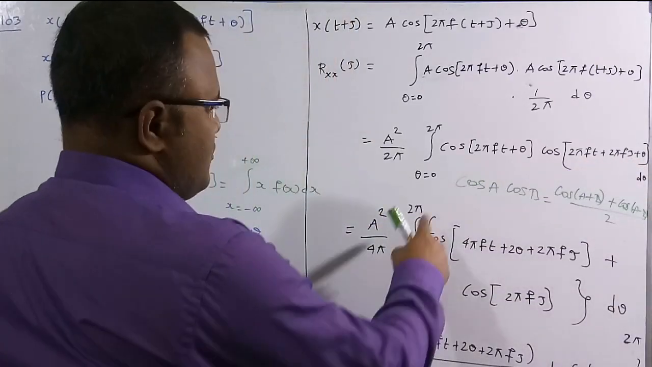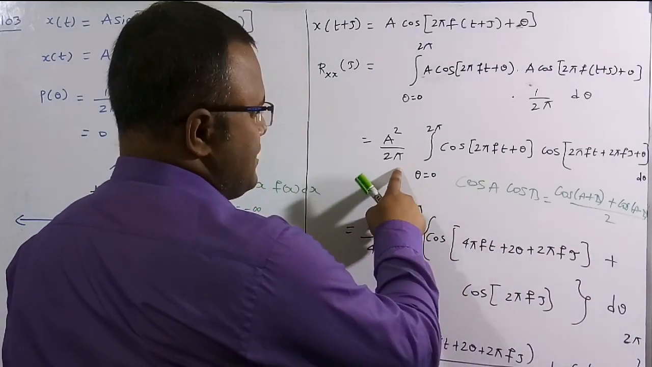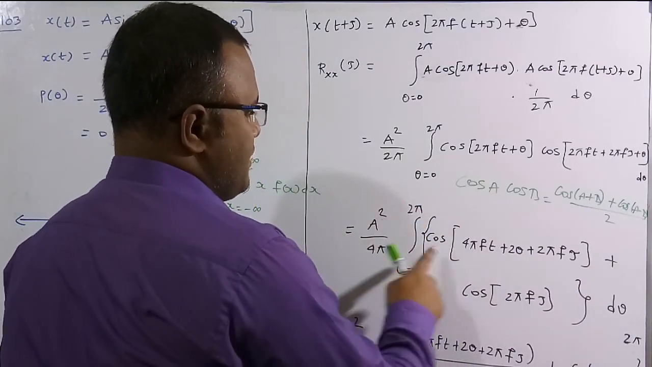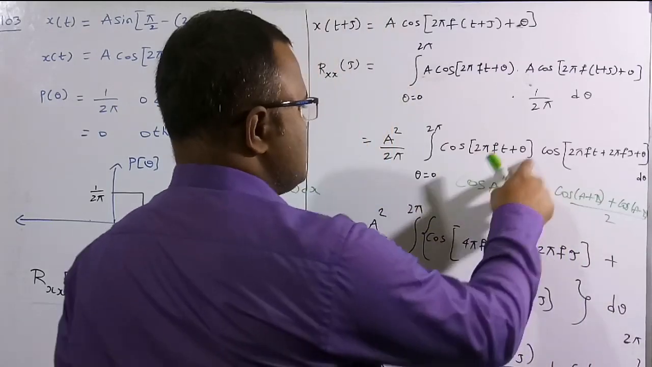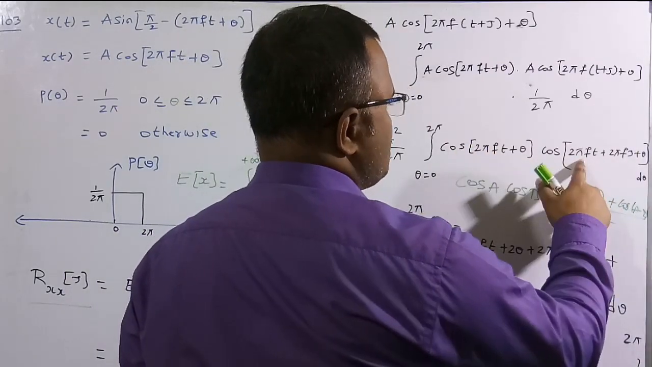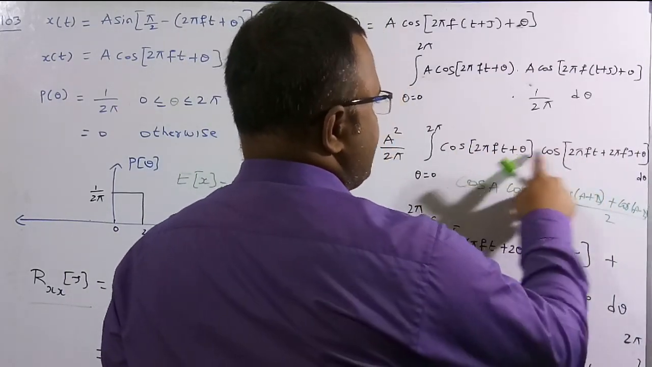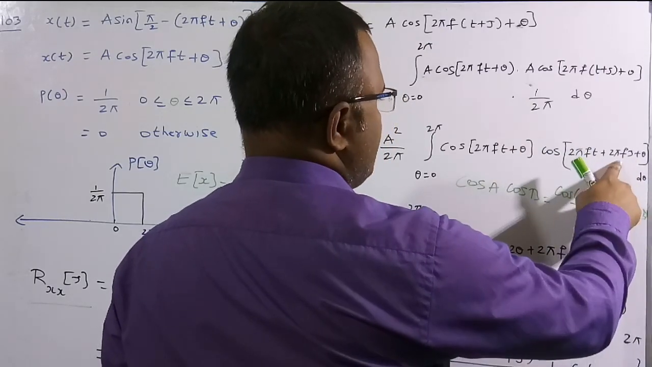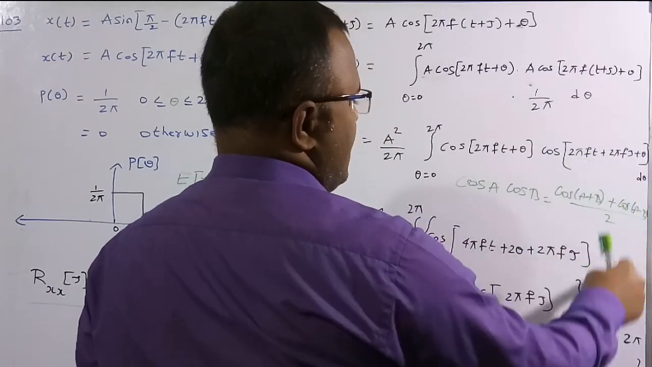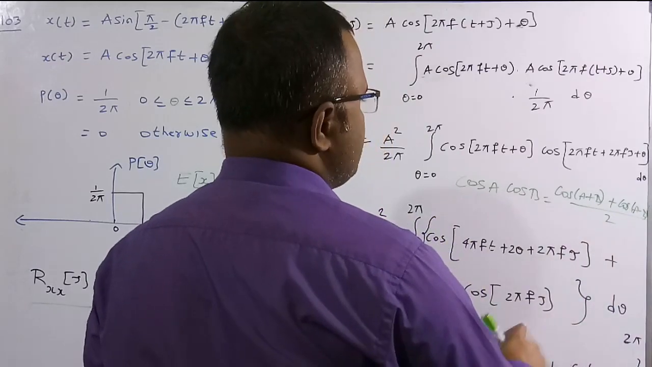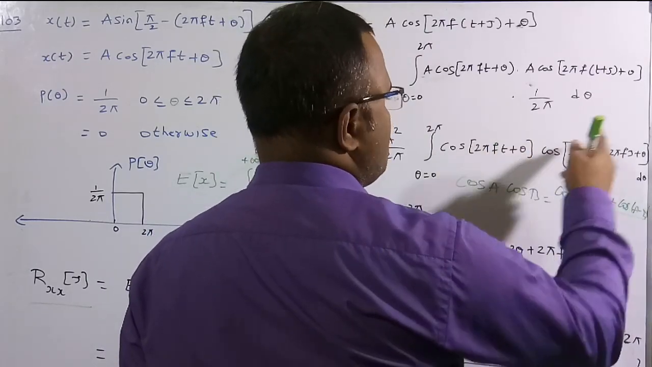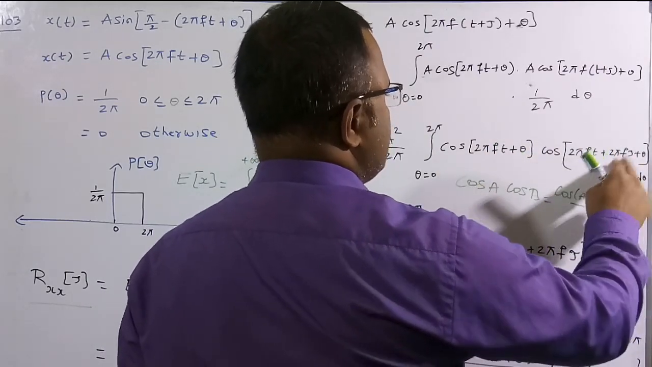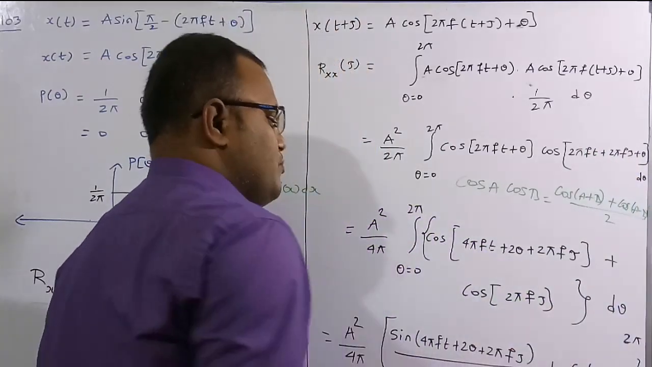So here 1 by 2 into 2 pi is equal to 4 pi, so a square by 4 pi. This is cos of a plus b, so you have to add this with this one: 2 pi f t plus 2 pi f t is 4 pi f t, theta plus theta is 2 theta, and there is only one 2 pi f tau. Now plus cos of a minus b. So a minus b is this minus this: 2 pi f t and 2 pi f t get cancelled, theta gets cancelled. The only thing left is 2 pi f tau.